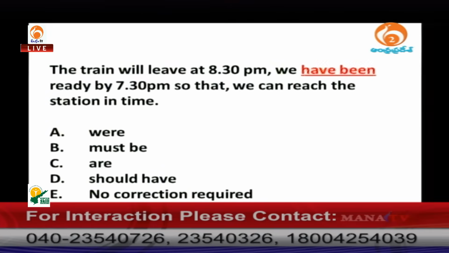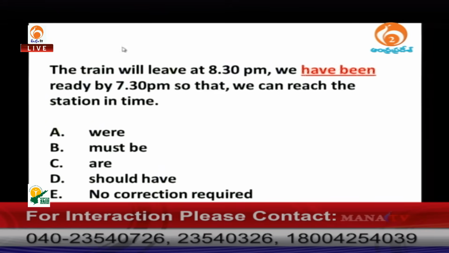Now let's look at this question. The train will leave at 8:30 p.m. We ___ ready by 7:30 p.m. so that we can reach the station in time, means a little before the time. Do we need a correction here? We were ready by 7:30 p.m. We must be ready by 7:30 p.m. We are ready by 7:30 p.m. We should have ready. Now if I use should have, I also use been. Now been is not here, we should have been ready.